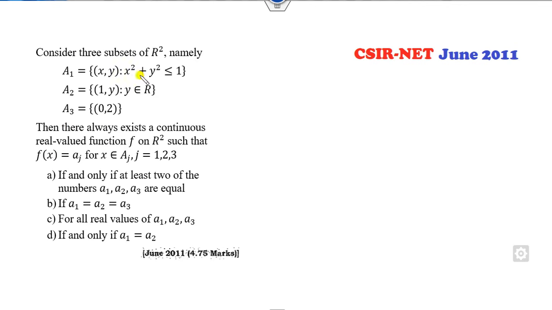Look at this another one. Consider three subsets of R2, A1, A2 and A3. If I draw this graph, this is a circle. This is my A1. A2 is the line x equals 1, y is anything. So this is my A2.